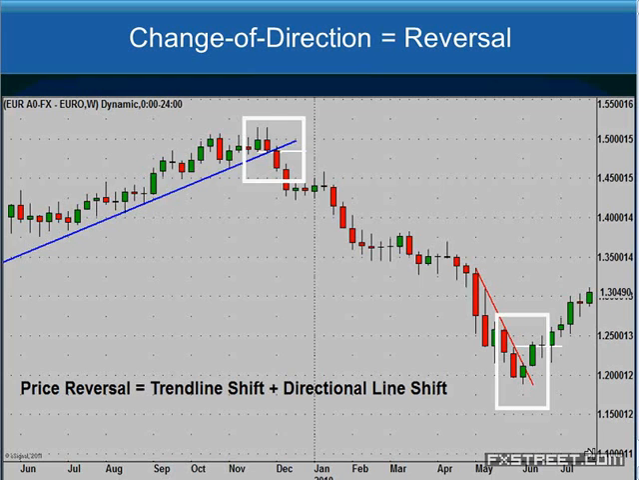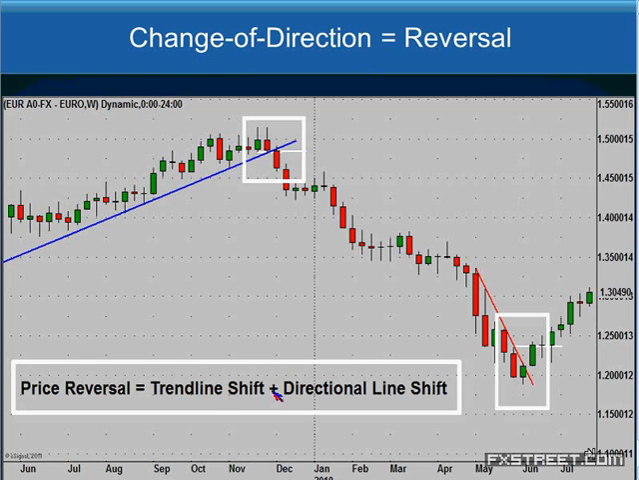And here's an example of a couple of directional lines. This is the highest closing candle, right? So you mark the low of the highest closing candle, and the trend line. So what's the price reversal definition again? That's worth looking at again there. Right here, trend line shift plus a directional line shift. So you had the directional line shift because it closed below the low of the highest closing candle here, and it closed below the trend line. That's a reversal in our book.